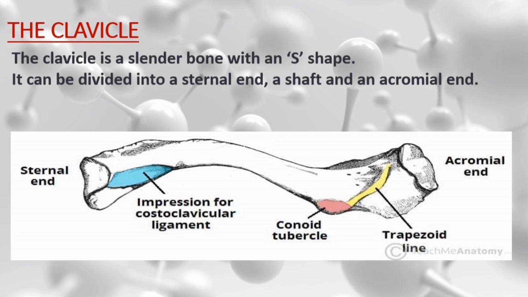Shaft. The shaft of the clavicle acts as a point of origin and attachment for several muscles: deltoid, trapezius, subclavius, pectoralis major, sternocleidomastoid and sternohyoid. Acromial or lateral end.